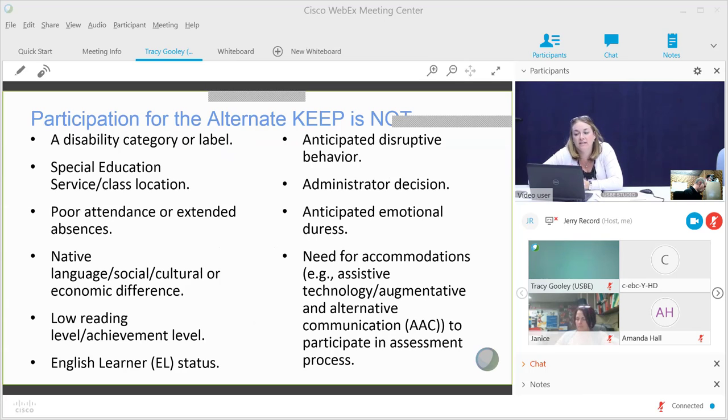So what is participation in the alternate KEEP not? It's not just specifically a disability category. We would never say all of my students who are autistic will take an alternate assessment. It's not a student who, for example in kindergarten, Johnny stayed home with mom and never did preschool or daycare or any sort of social interactions and just doesn't know anything and is really behind. That would not be a reason to give a student an alternate assessment.